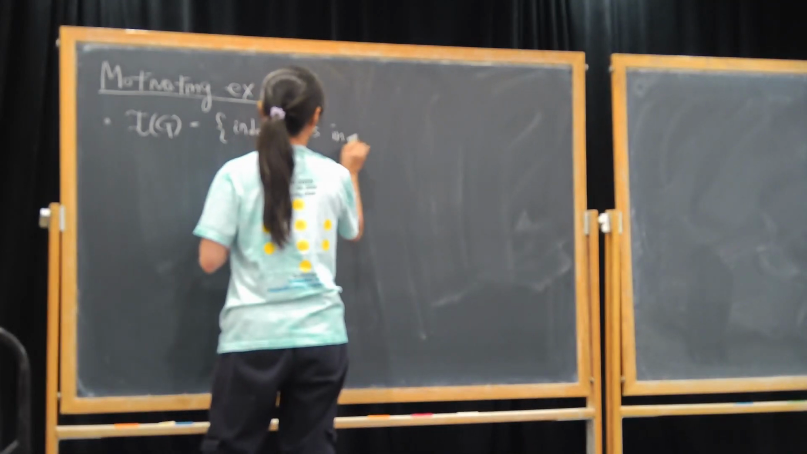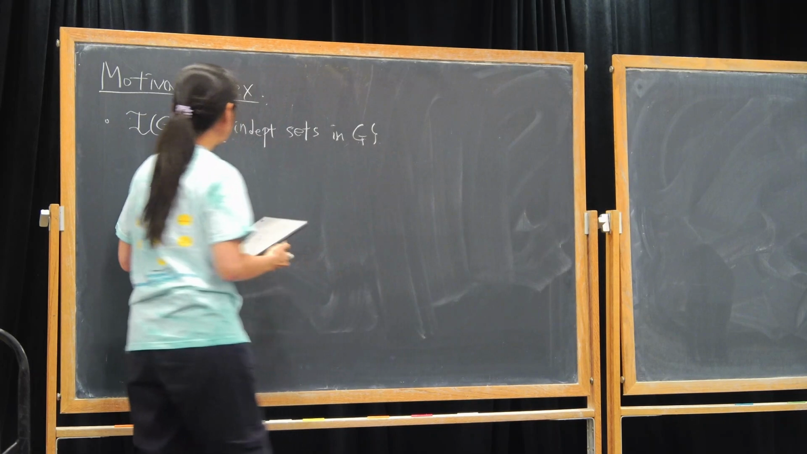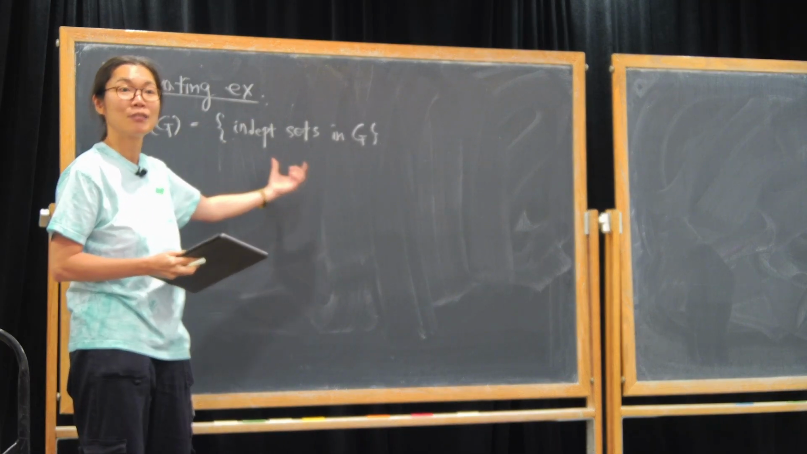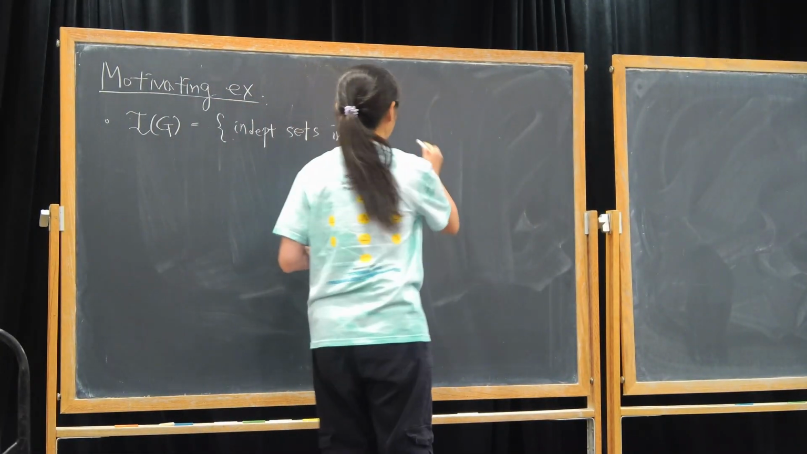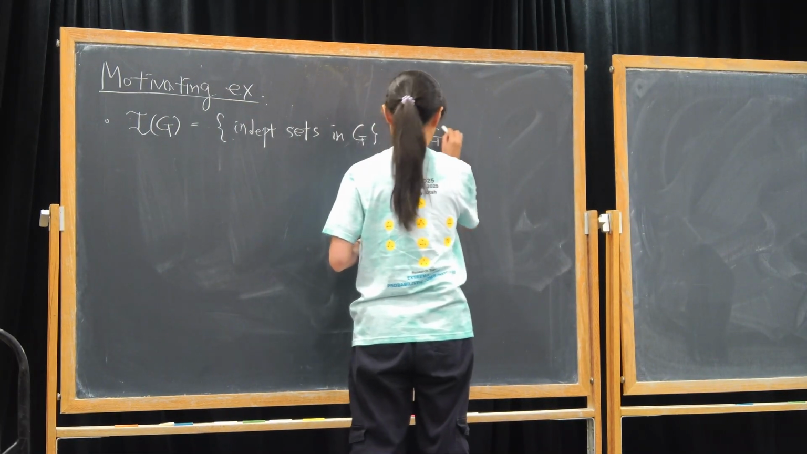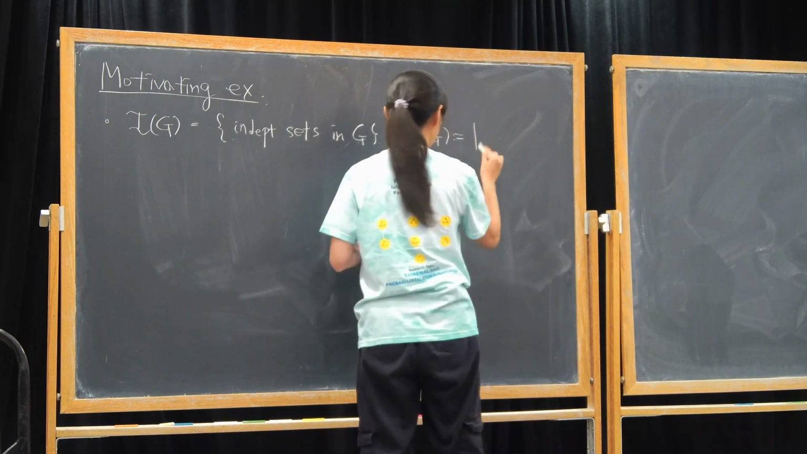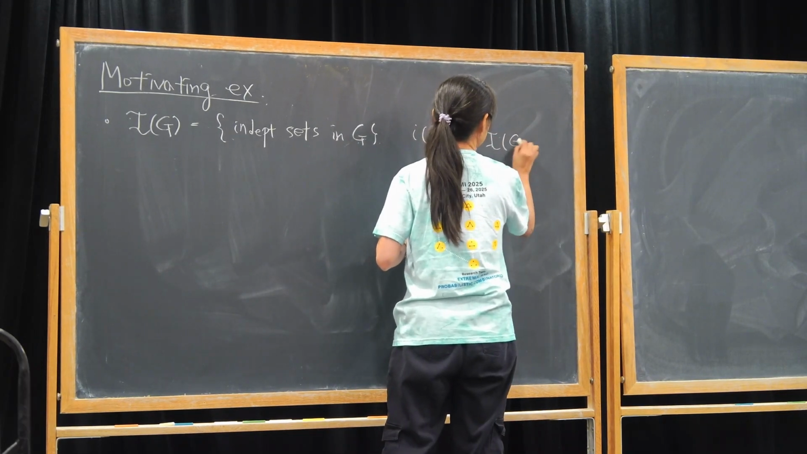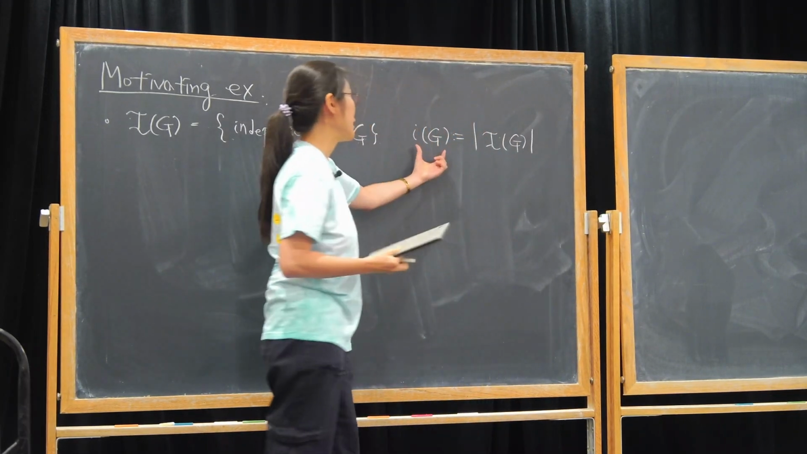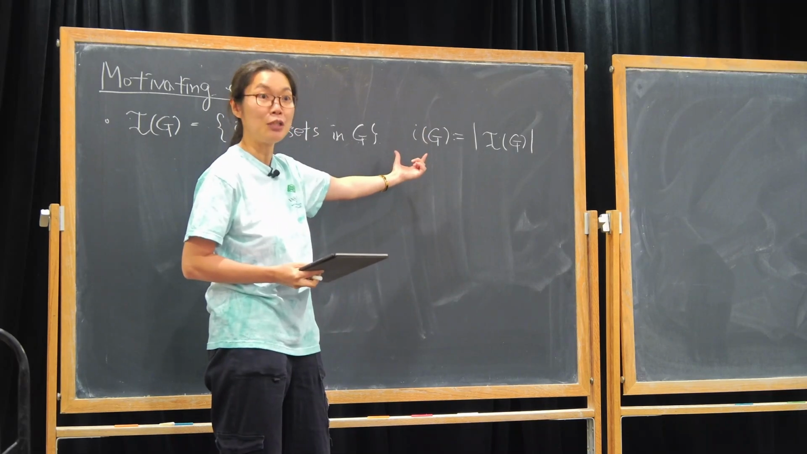in G. And do we know what is an independent set? This is a vertex set in which no pair is adjacent. Is that okay? Okay. And then we'll use I of G. So this is the size of the collection I(G). In other words, I(G) is the number of independent sets in G.